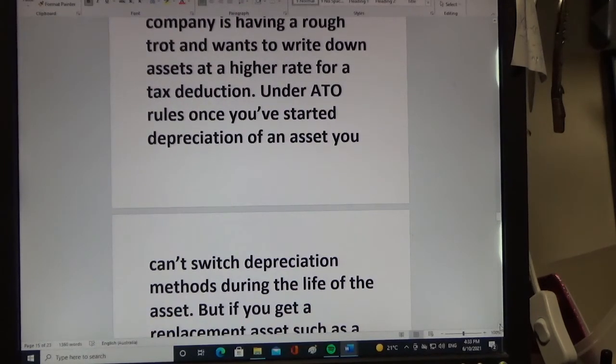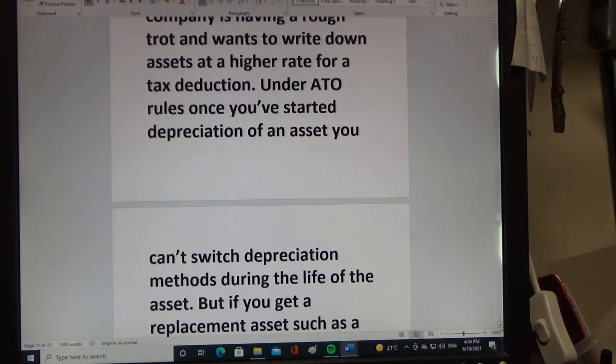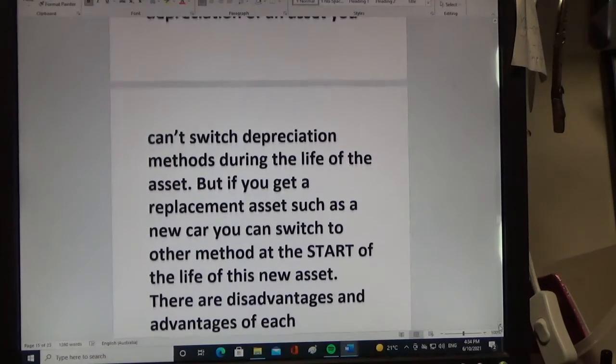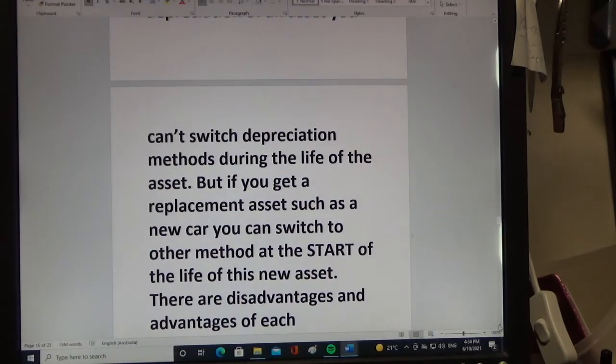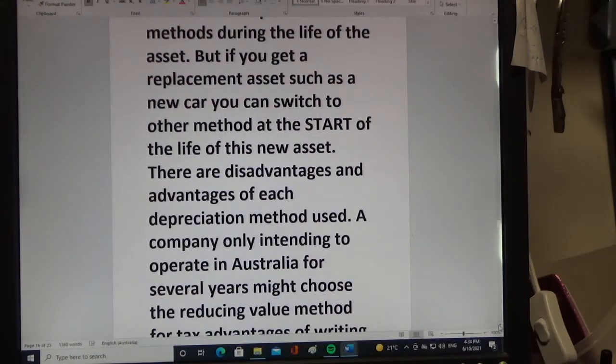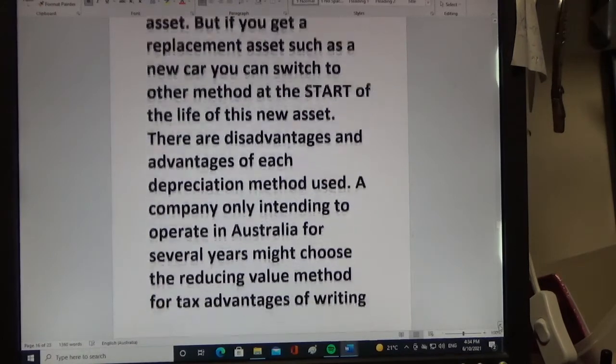That's the ATO rule as at 2021. That's subject to change. I'm not trying to give tax advice. This is just a tuition example, all right? And I know students get a lot of these questions. But if you get a new replacement car later, that's not the old car anymore, it's a new car, you can switch to the other method of depreciation, but you have to stick to it for the whole life of the asset.